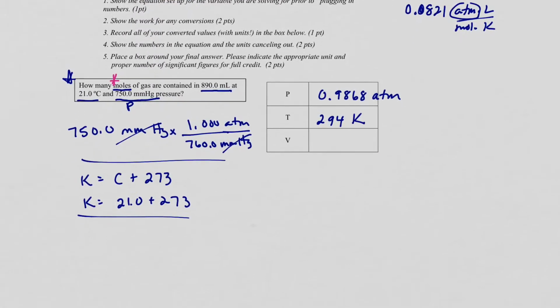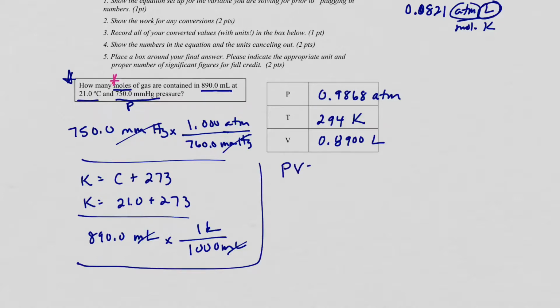Okay. The volume is being given to us as 890.0 milliliters, but we need a unit in liters, so we have to divide by 1,000 milliliters. So this is going to end up being 0.8900 liters. So now we know our pressure in the right unit, we know our temperature in the correct unit, and we know the volume in our correct unit.